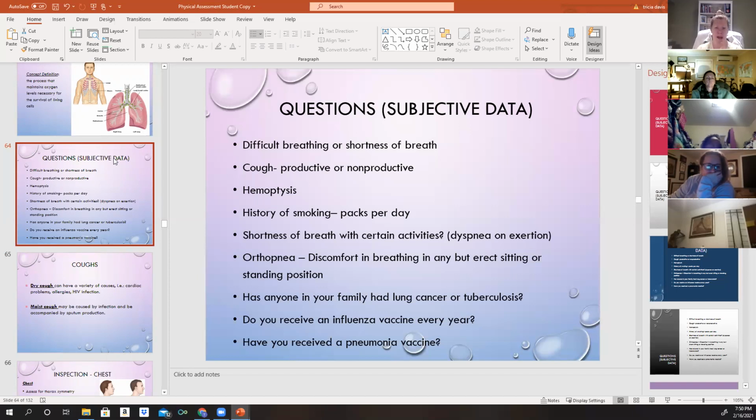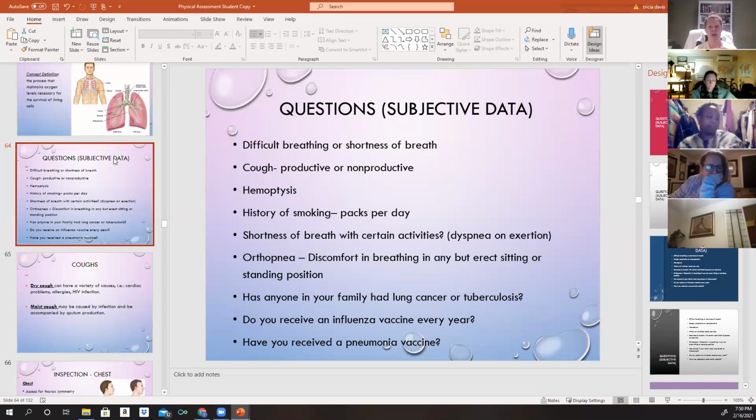If they report hemoptysis, so that is coughing up blood. If they report a history of smoking, you want to ask further. You want to know how many packs a day they did smoke or how many packs a day they do smoke. If they quit, you want to know how long they smoked for and when they quit. We just talked about this, the shortness of breath with certain activities.